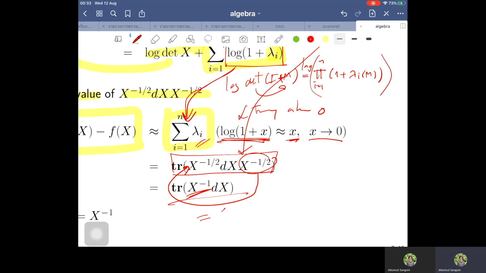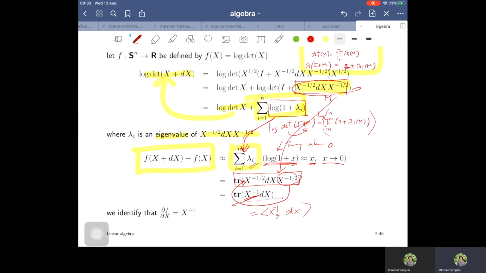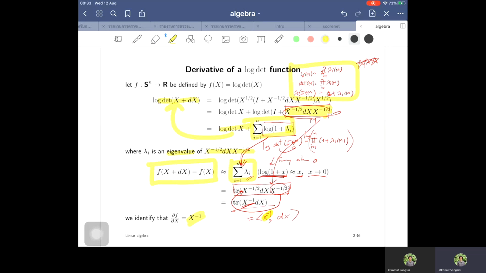From here, you can figure out that it is an inner product between dx and x inverse. X is symmetric, so with or without transpose, it's the same thing. Now you just read it off and recognize that the first derivative is x inverse. And you can see that it makes a lot of sense. It extends from a function of one variable: you take the derivative of log x, you get 1 over x. When x becomes a matrix, the first derivative of log det x is x inverse.